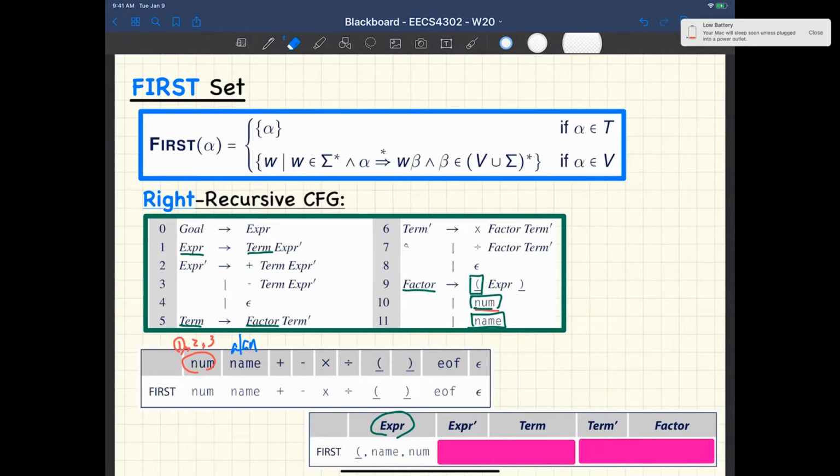Okay, let me just use a different color. Green has been used. How about blue?